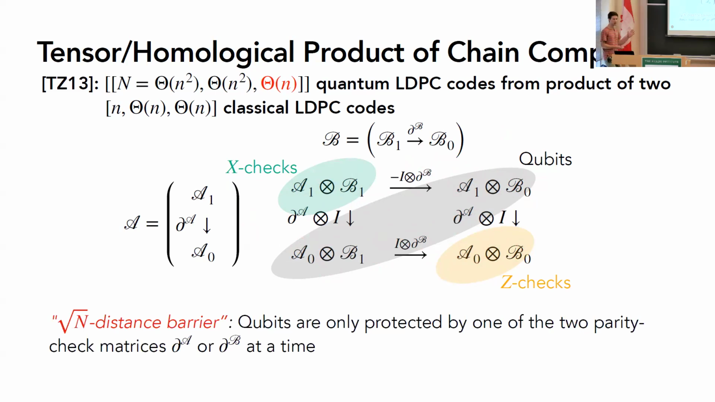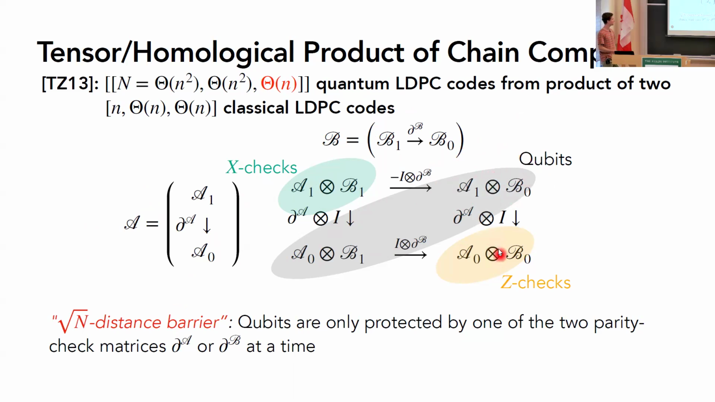So this is maybe a bit abstract, but just from this picture, we can already get an intuitive idea for why the distance will only grow as n instead of n squared, assuming that both of the classical LDPC codes A and B have length n. The reason is that each qubit in this picture, in both the X and the Z basis, is only protected by one of the two parity check matrices, either from the code A or from the code B, at a time.